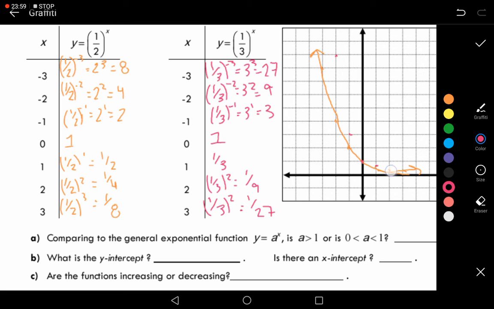1/9. It's going to be technically lower than our orange line there. And 1/27, which again is going to be basically on that axis because it's very, very close to 0, but it isn't actually 0.